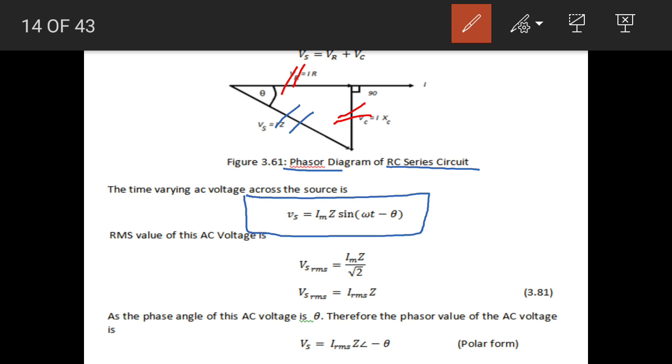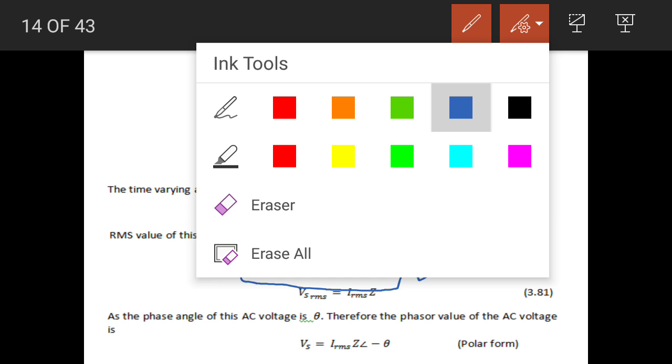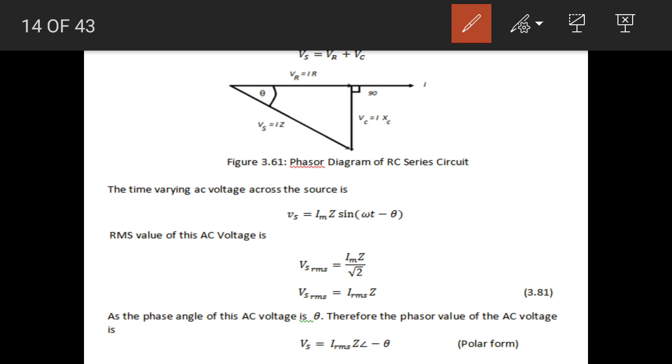Let us calculate the RMS value of the source voltage. In order to calculate the RMS value of the source voltage, we divide the maximum value of the source voltage by square root 2. The division of the maximum value of the source voltage by square root 2 results in the RMS value. If we simplify this equation, the RMS value of the source voltage will be equal to the RMS value of the current times Z, where Z is the impedance of this series combination.